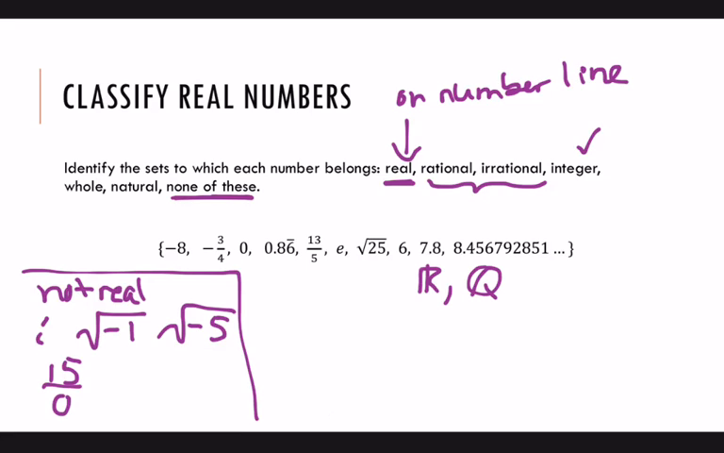And then finally 8.456792851... This is a decimal that continues forever, so this is real, but it's also irrational. All right, no pattern to those digits. Now certainly maybe there's a pattern and we're just not seeing it, but for these classifications we're just going to assume that if you don't see a pattern that's established, then it does not have a pattern in the digits that come after.